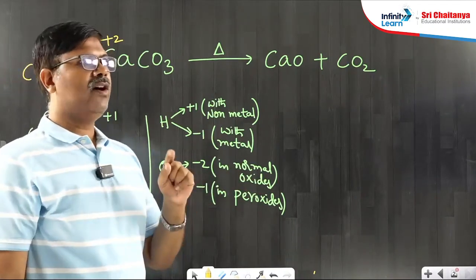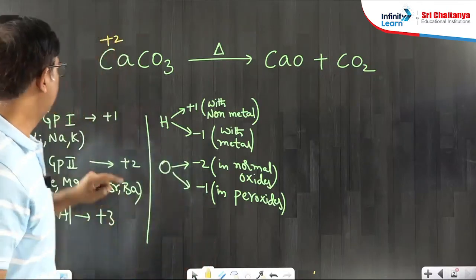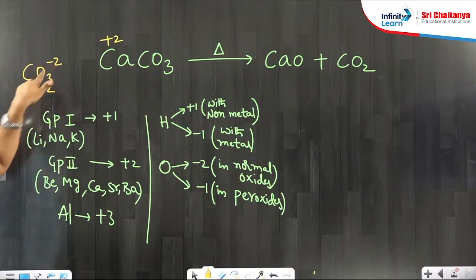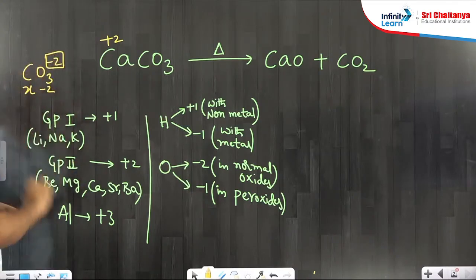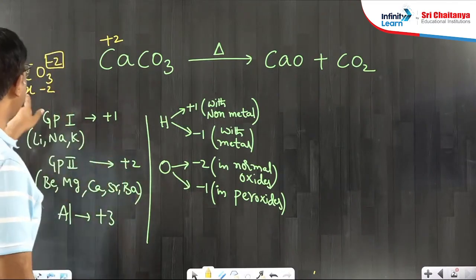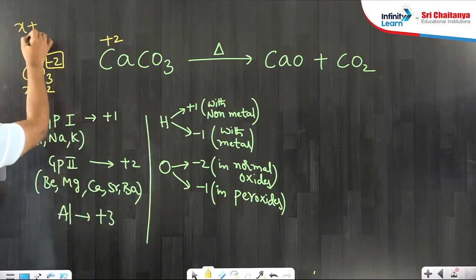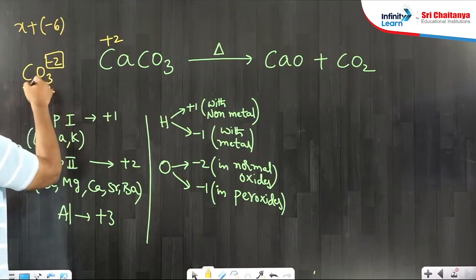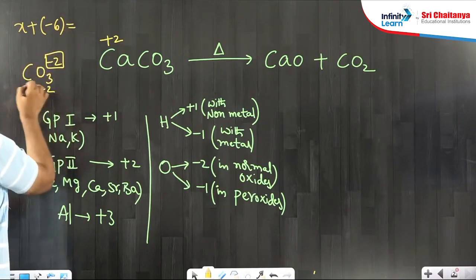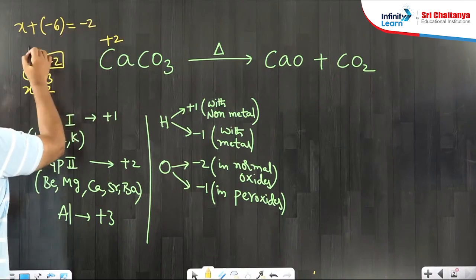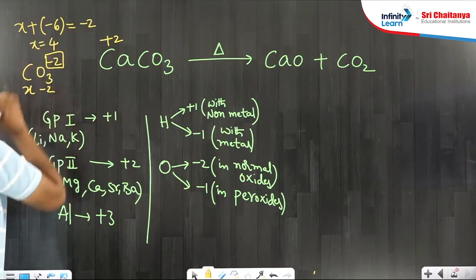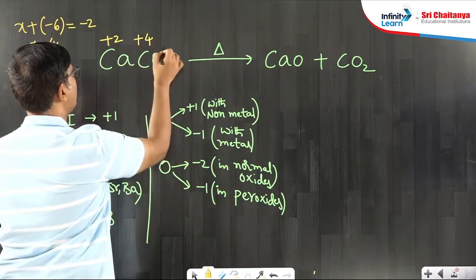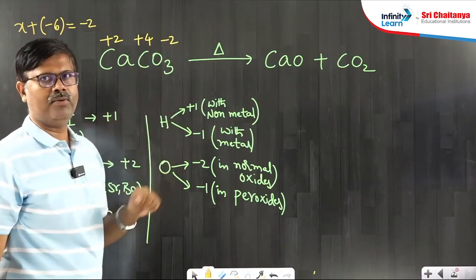Carbon, what is the oxidation state of carbon? We need to find out. Now, let's take it as X. Sum of all oxidation states must be equal to the charge of the species. Charge is how much? -2. So, add them then. X plus 3 oxygens are there. 3 into -2, -6 for the total oxygens is equal to charge. What is the charge of carbonate? -2. So, from this you will get 4. 6 minus 2, 4. So, carbon oxidation state is 4. Oxygen is -2. We already know.